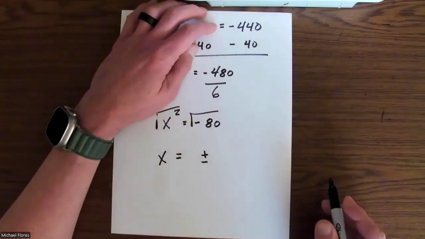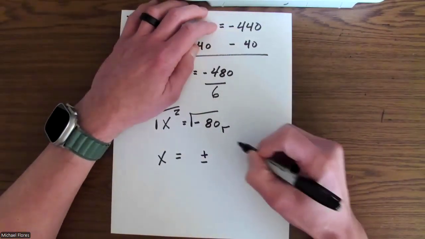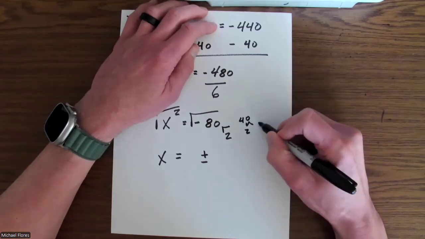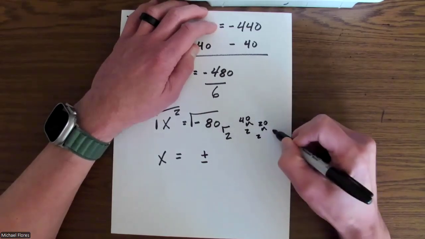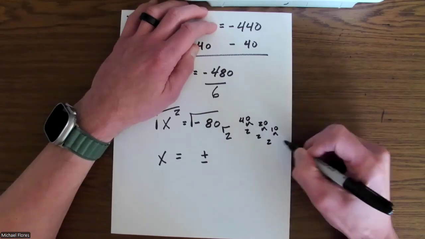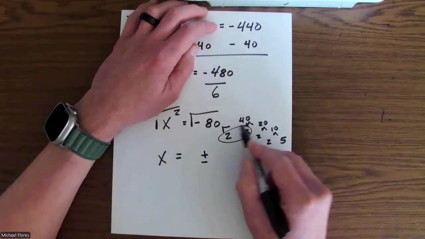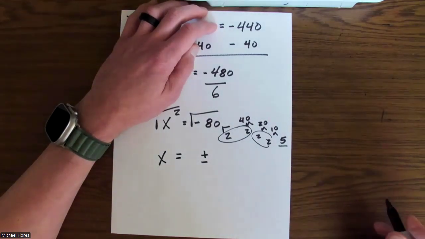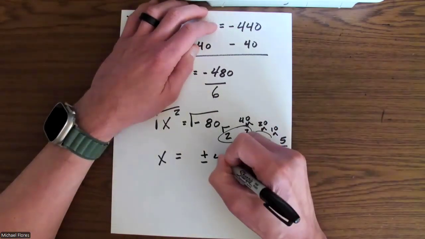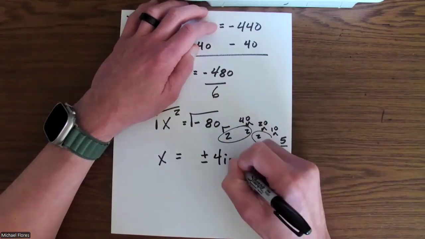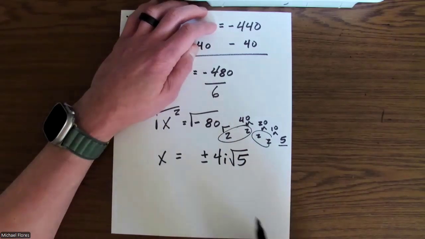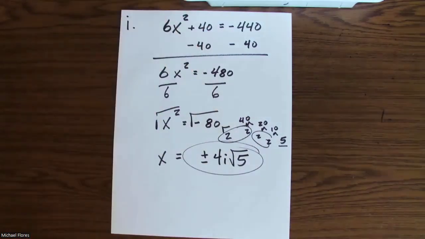Now, the square root of -80, that's going to reduce. Let's see what it's going to reduce to. There's a pair left over. So the square root of -80 reduces to 4i root 5. I, because we took the square root of a negative number. Don't forget that.